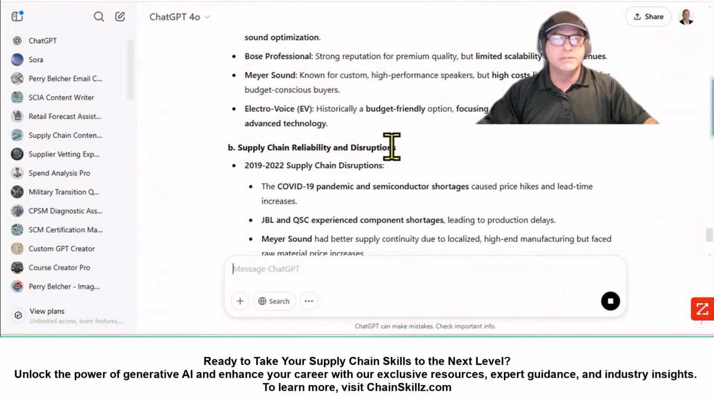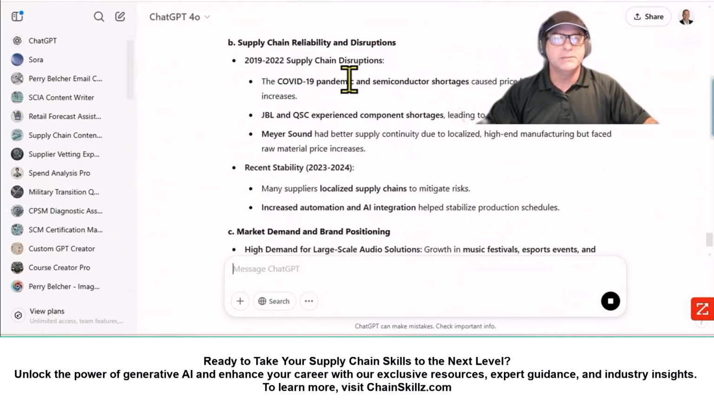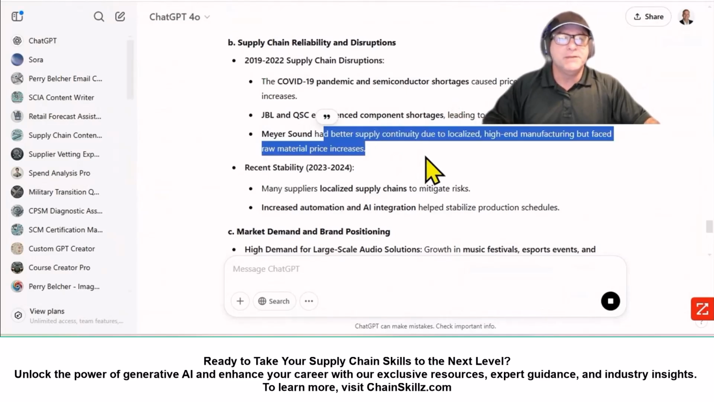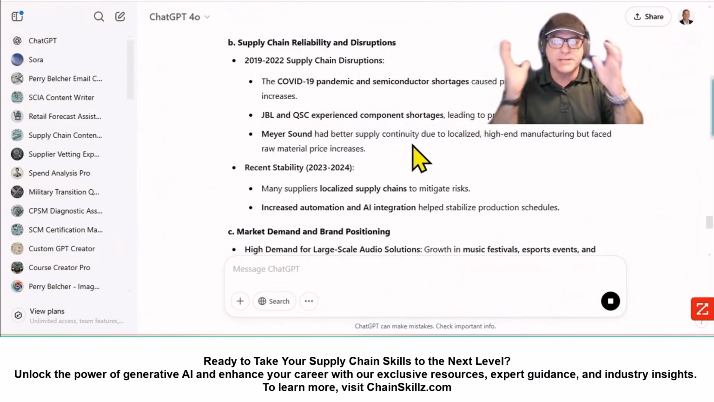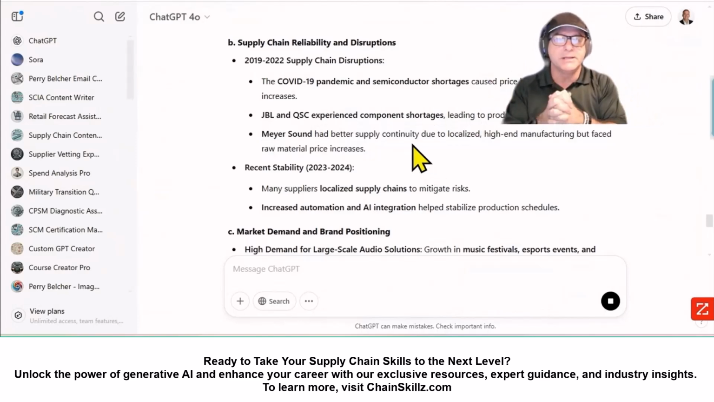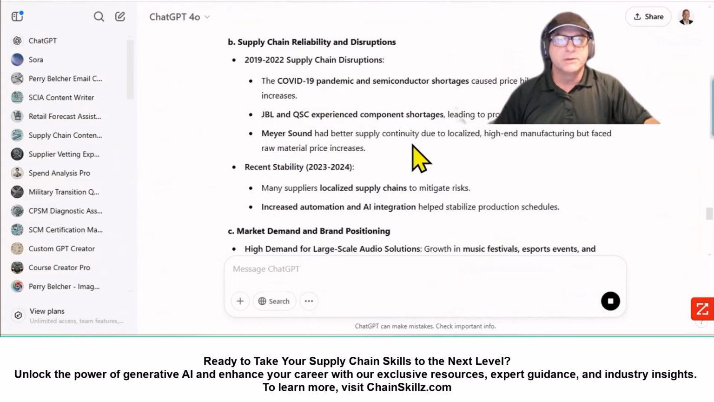Supply chain reliability. Okay, everyone had a pandemic shortage. JBL and QSC experienced component shortages leading to production delays. Meyer Sound had better supplier continuity due to localized high-end manufacturing, but faced raw material price increases. So that could be a risk factor that you might be considering. Is it important that I have continuity, or is price going to be an issue, right?